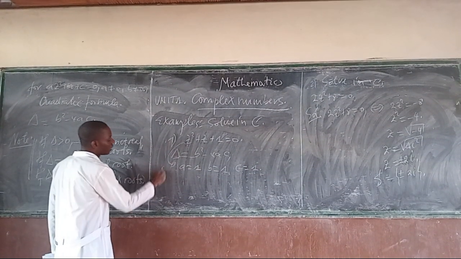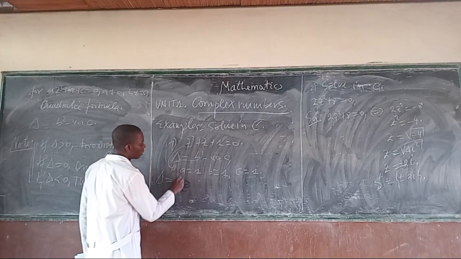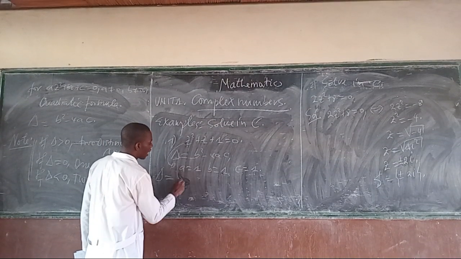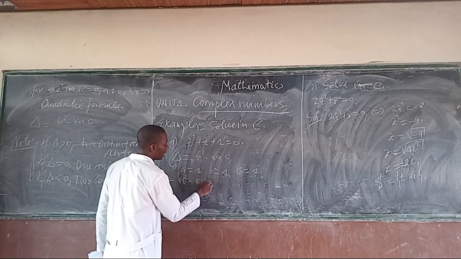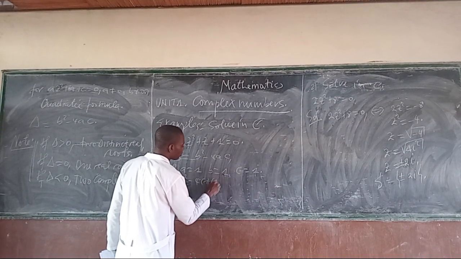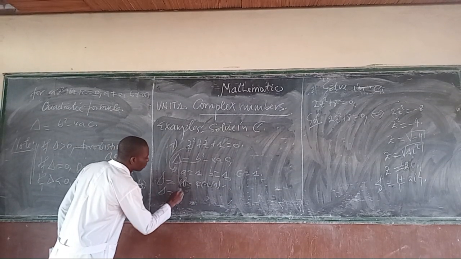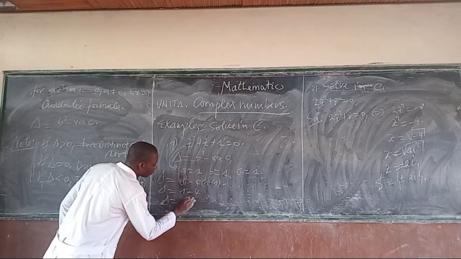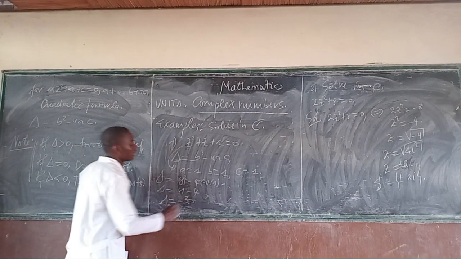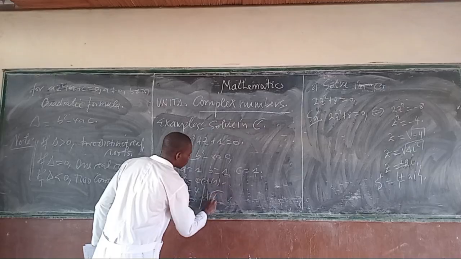Now, the determinant is equal to what? It is equal to b squared. b squared is 1 squared, then minus 4ac. ac is 1 times 1. Then the final determinant will be equal to 1 minus 4, so the determinant will be equal to negative 3. Then we normally use it to find the square root of the determinant.